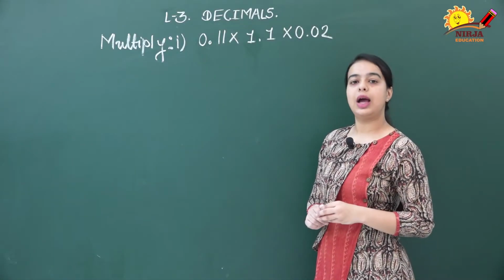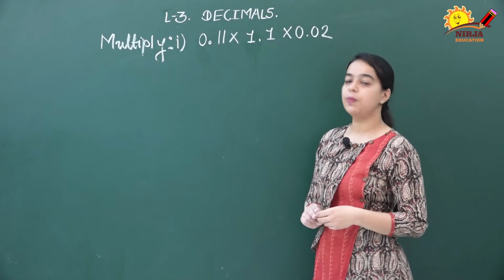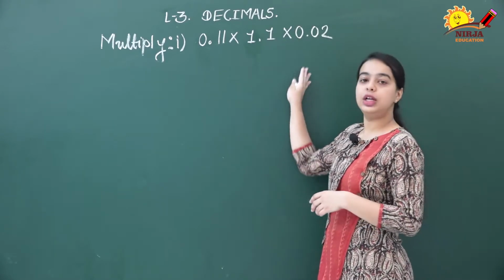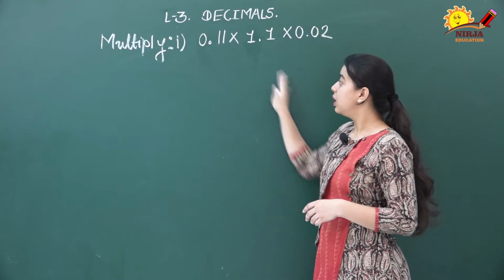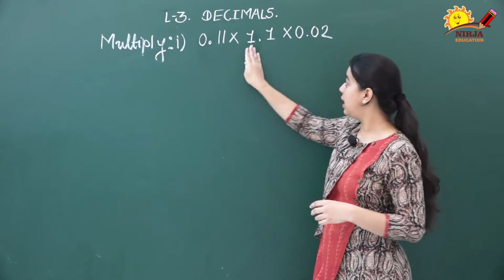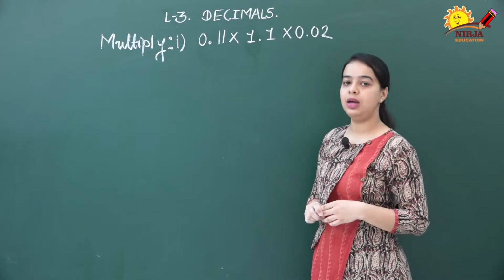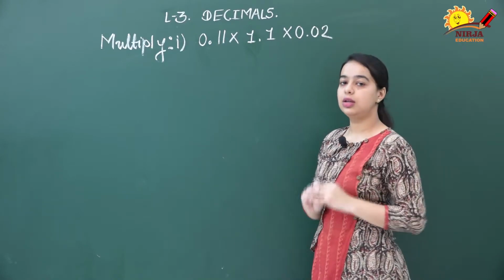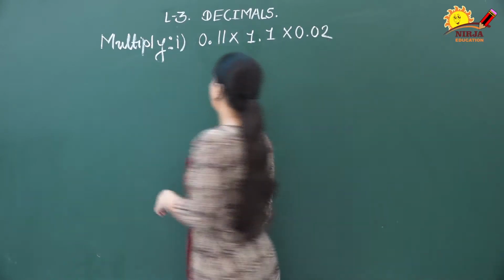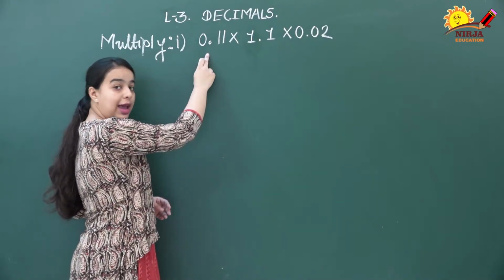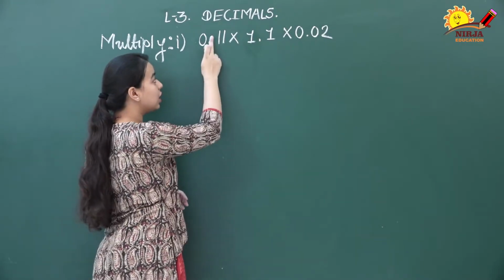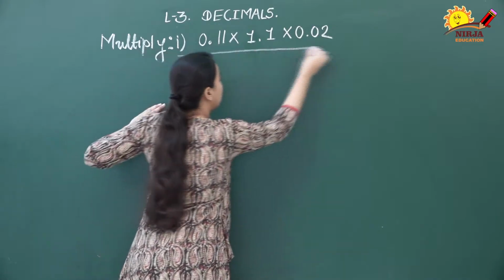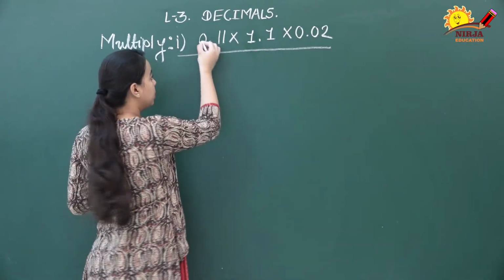Till now we have seen how to multiply 2 decimals. Now we are going to see how to multiply if more than 2 decimals are given, right? Here as you can see, there are a total of 3 decimals given. We are going to follow the same method. Let's see how to do it. First, as per our rule, we are going to ignore the decimal point. So let's write this after ignoring the decimal.